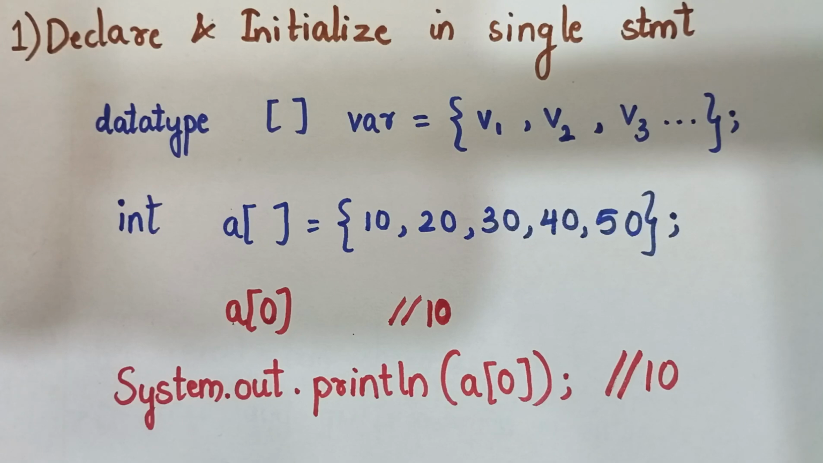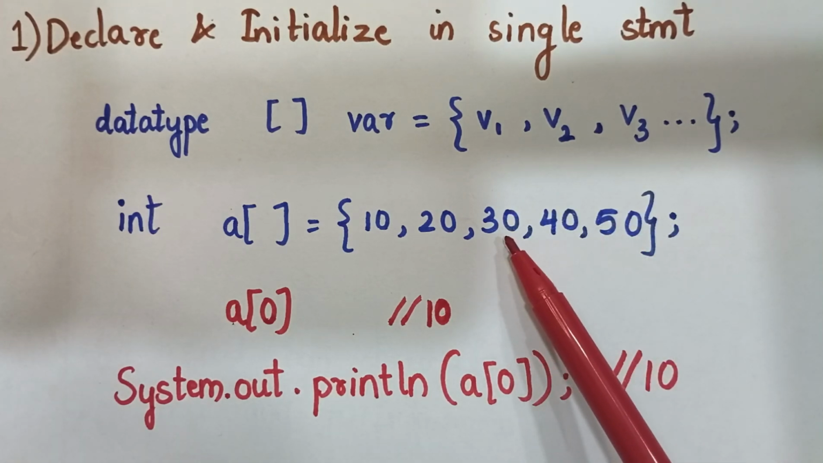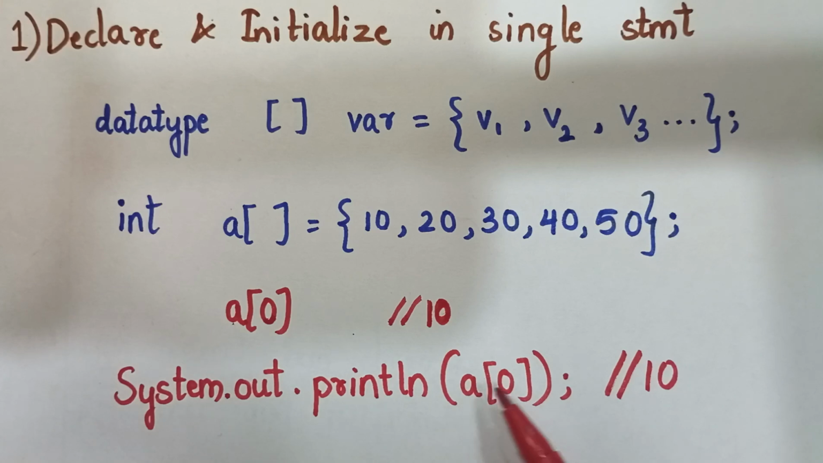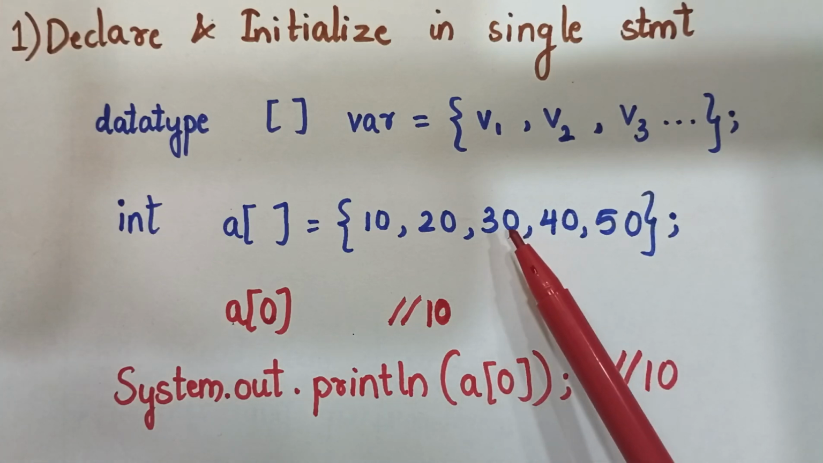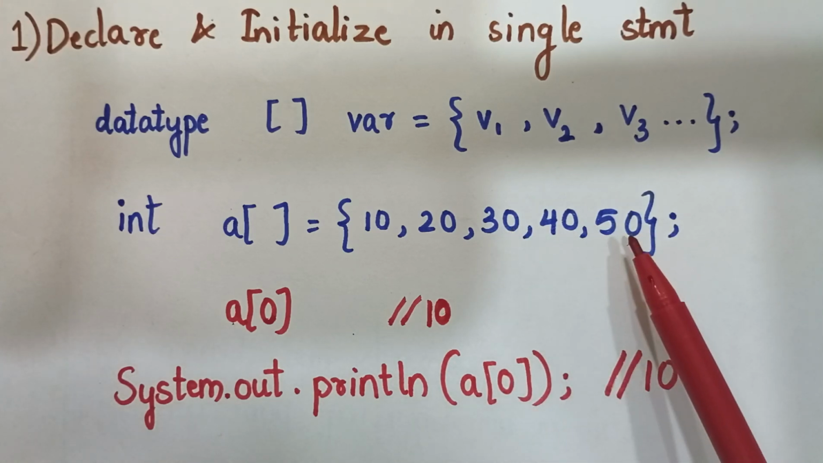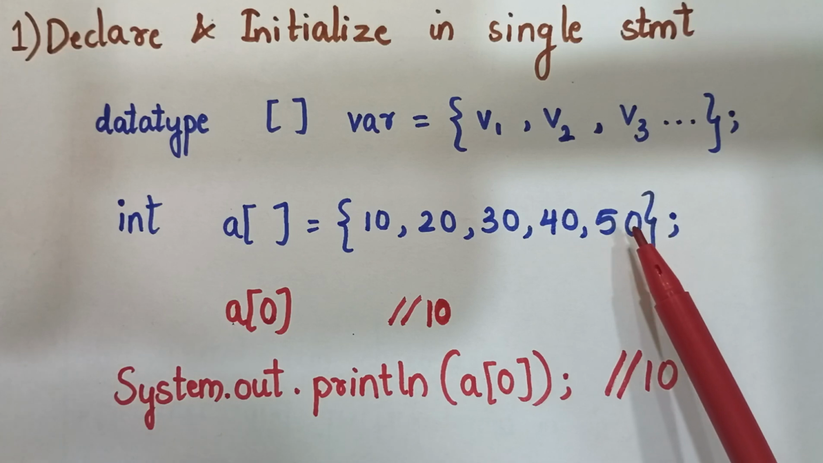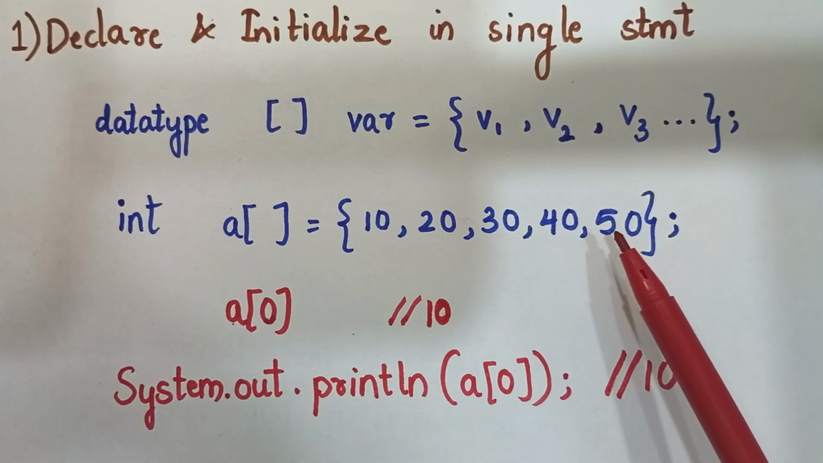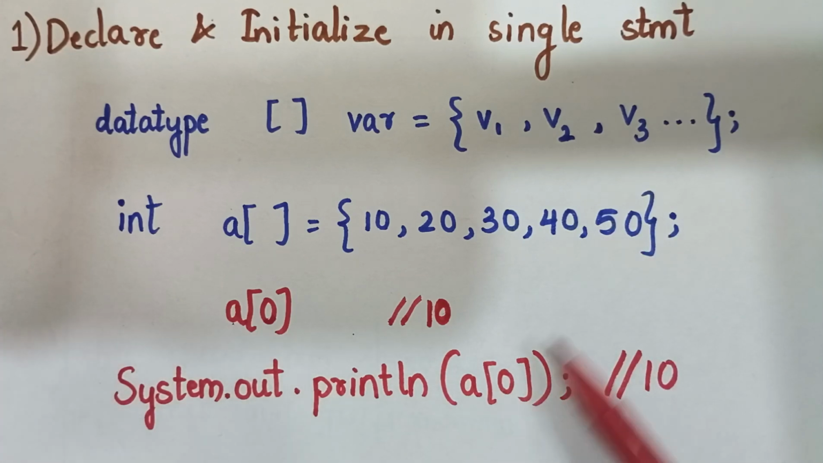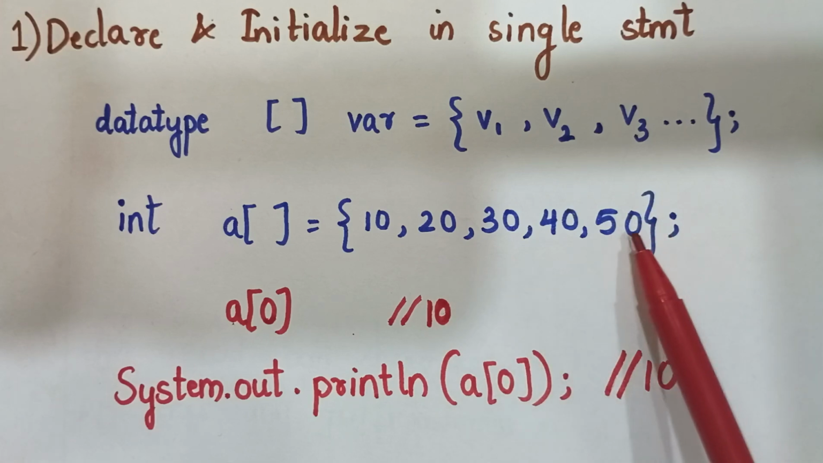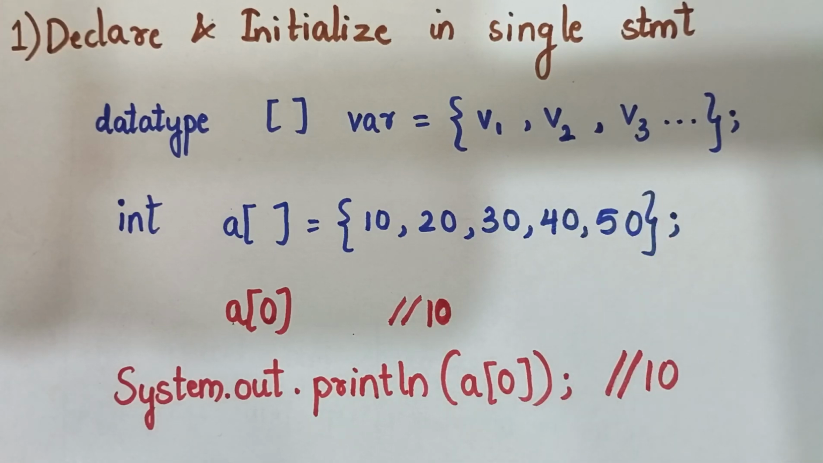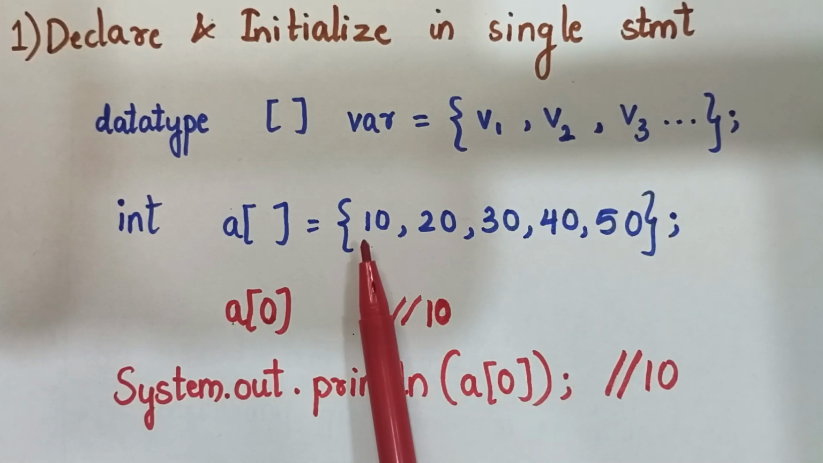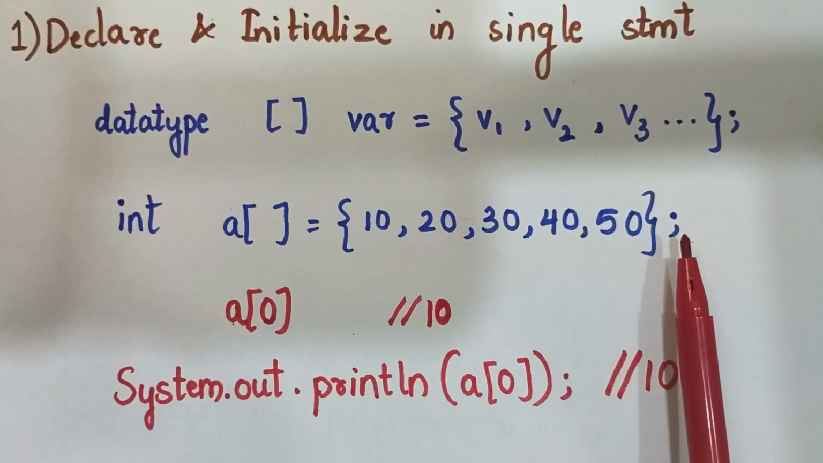To access any of the elements in the array, for example, if you access this element 30 in the array, we use a of 2 because it is at index position 2. And if we want to access the element 50, then we use index 4. That is size of the array minus 1. Remember, index position always begins at 0 and ends with length minus 1.